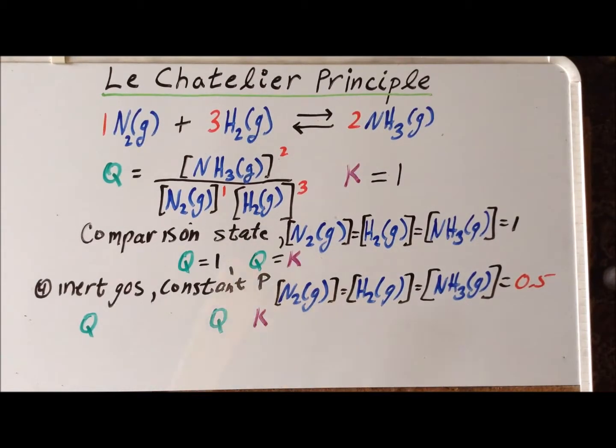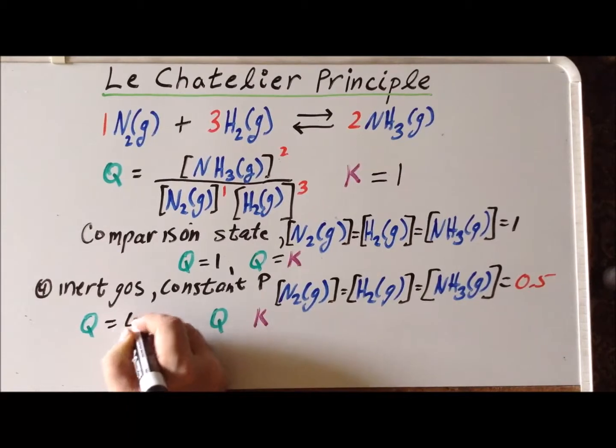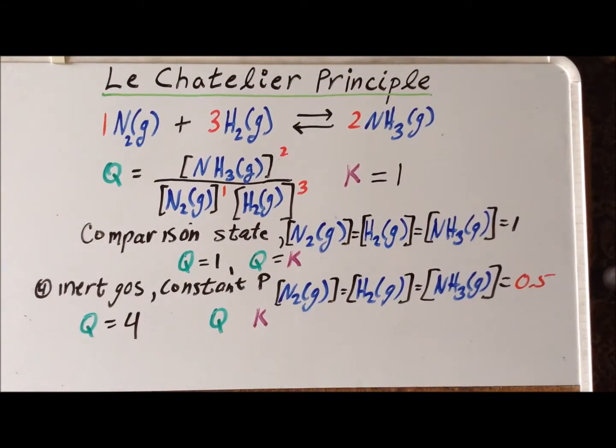We now substitute 0.5 or 1/2 for each of the expressions in Q, and we find now that the value of Q is equal to 4. Not only is it not equal to K, so we know that we're not at equilibrium, but now we have the situation where Q is greater than K. So that means that we are too far to the right, and therefore the system, to achieve equilibrium, will shift to the left.